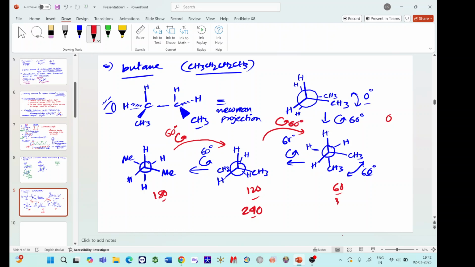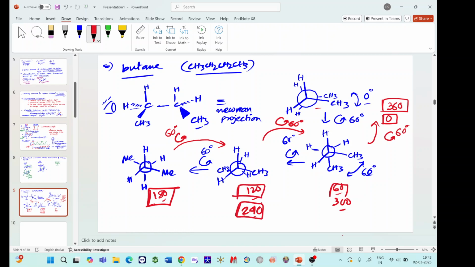So this will be your 300 degree. And from here if you rotate it once more, then we will exactly end up in the starting position. Okay, so this will be your 360 also. So 360 and 0 you have 1, 180 you have 1, 120 and 240 you have 1, and 60 and 300 you have 1.